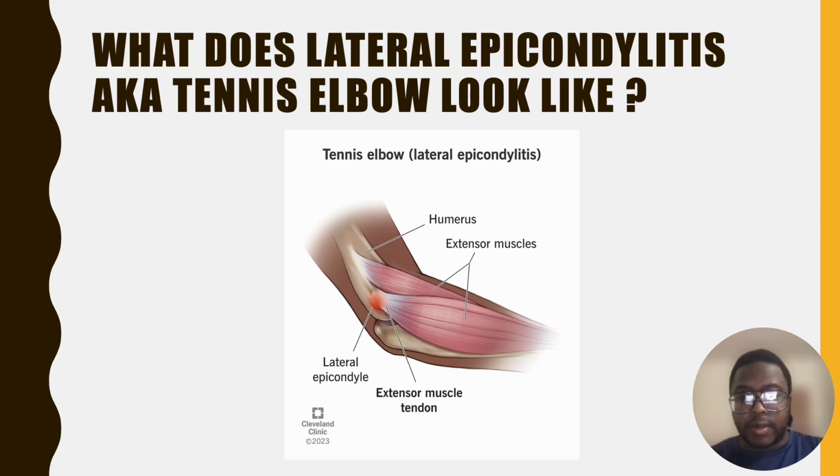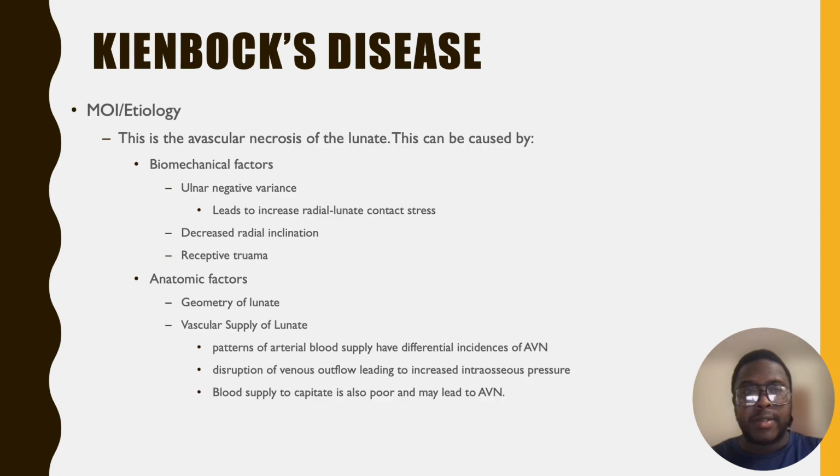Our next injury is Kienböck's disease. This is an avascular necrosis of the lunate bone. It can be caused by either biomechanical factors or anatomic factors. For biomechanical factors, there is ulnar negative variance, which leads to increased radial lunate contact stress, and a decrease in lateral inclination, which is where the lunate is positioned.